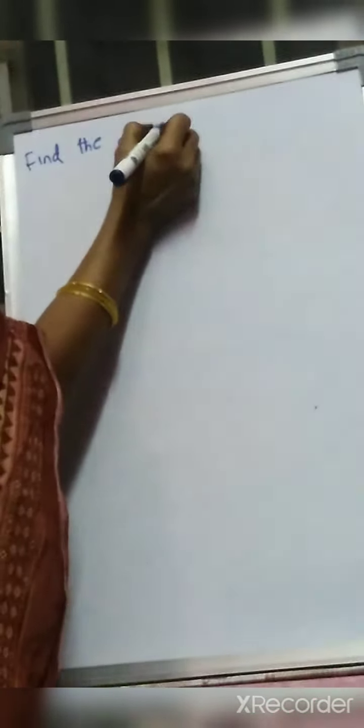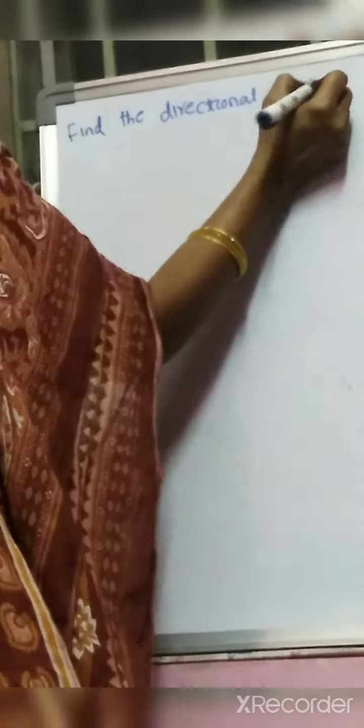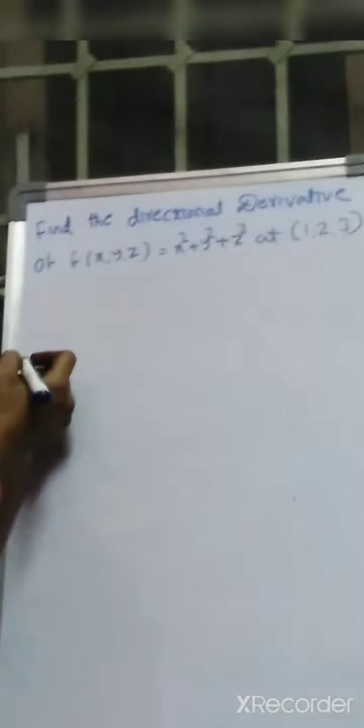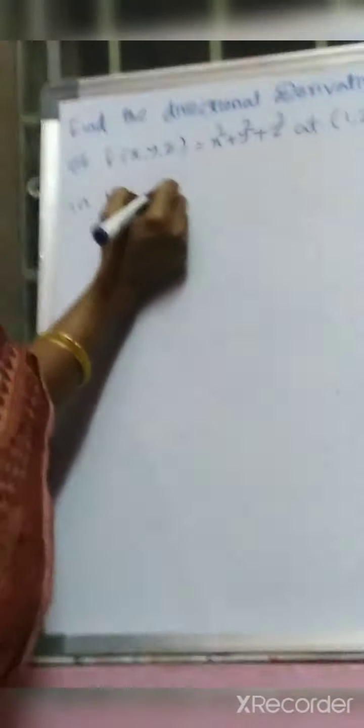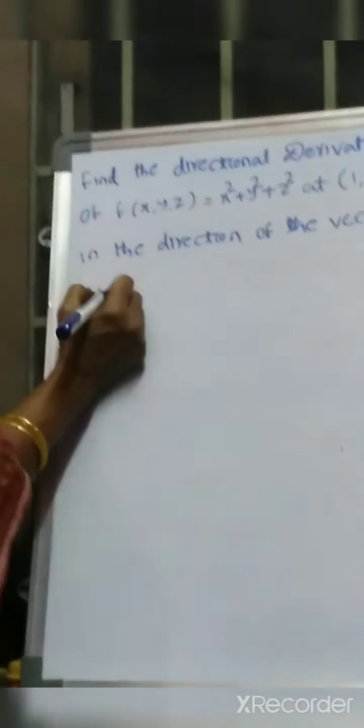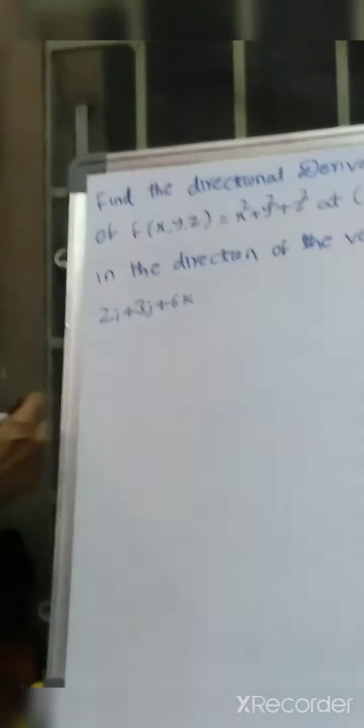First one: find the directional derivative of f of x, y, z equal to x square plus y square plus z square at the point 1, 2, 3 in the direction of the vector 2i plus 3j plus 6k. So this is our problem.